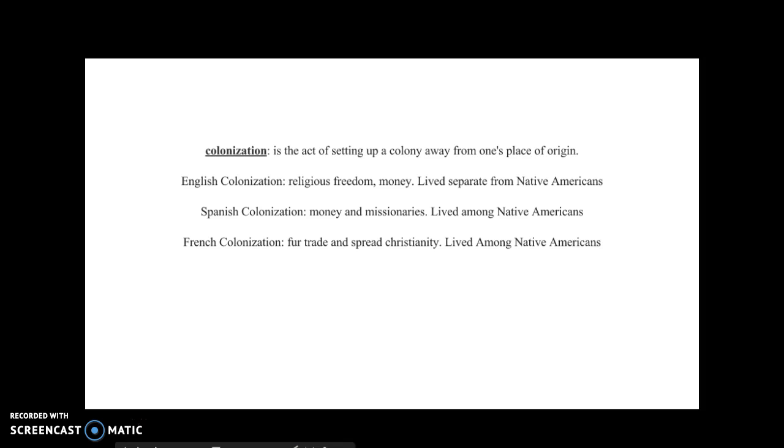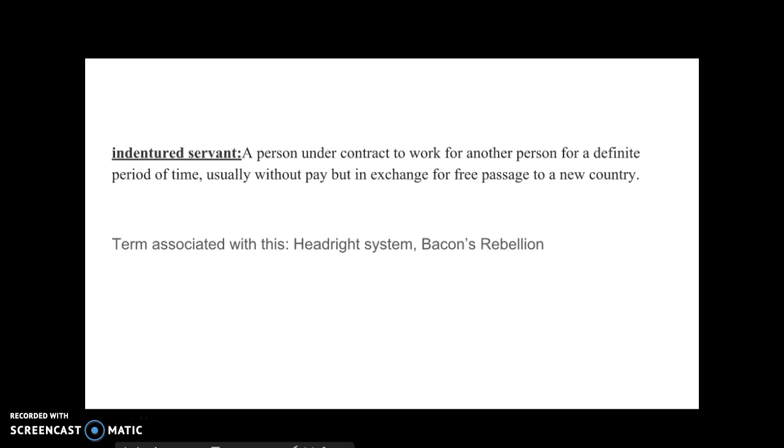The Spanish, money and missionaries. They lived among the Native Americans. Think encomienda. And then the French, we haven't discussed the French, but the French were all about fur trade and spreading Christianity. And they also lived among the Native Americans.